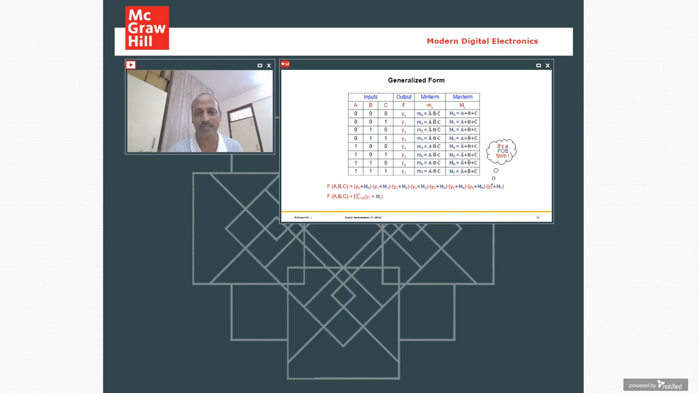Now again using this we can write 2 to the power 2n, that is, in this example there will be 256 such functions. So one can write all these functions.